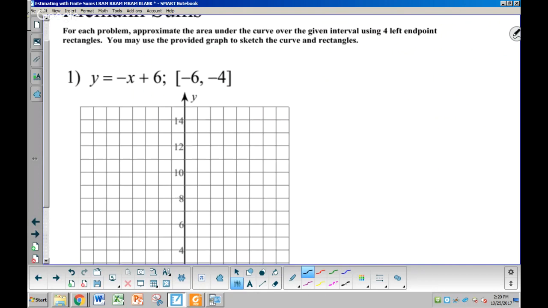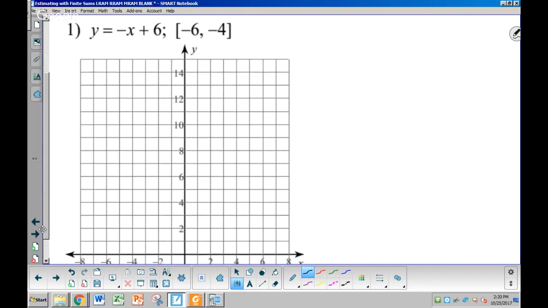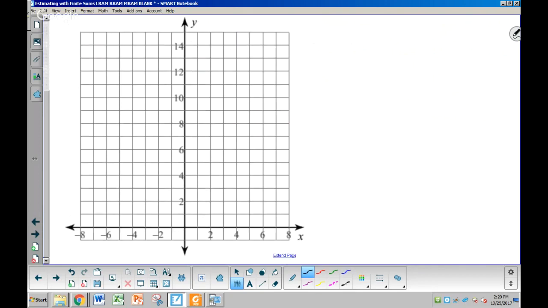Okay, so I'm going to do a really basic problem here. We're going to find the area under this curve, negative x plus 6, from negative 6 to negative 4. So I'm going to graph that line. We've got a negative slope. Well, it would help if I made my line actually straight. I've got at least the points there. So we're going to find the area under the curve from negative 6 to negative 4. Now, before you guys tell me, oh, Mrs. Molly, that I can figure out the exact area, it's a trapezoid, right? I get that.